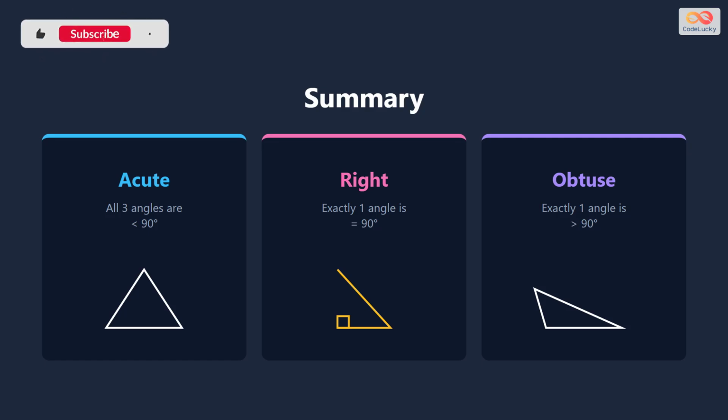Let's summarize. If all three angles are less than 90, it is acute. If it has one 90-degree angle, it is right. And if it has one angle greater than 90, it is obtuse.